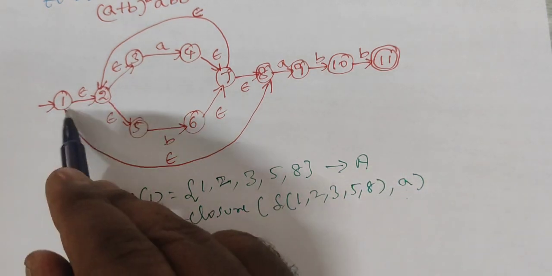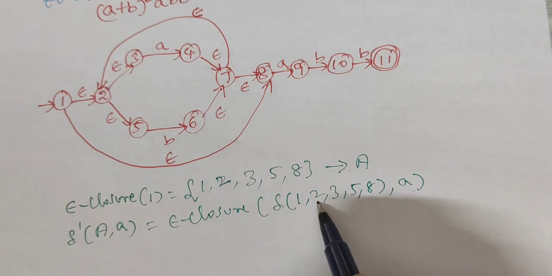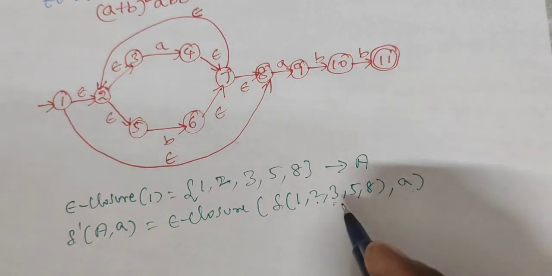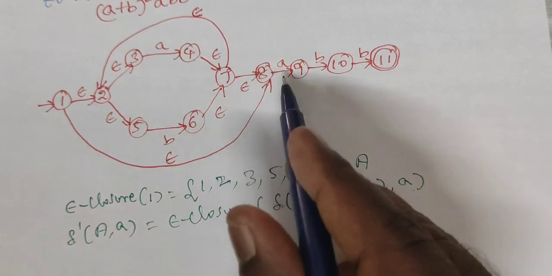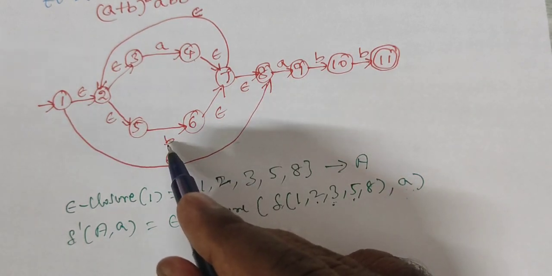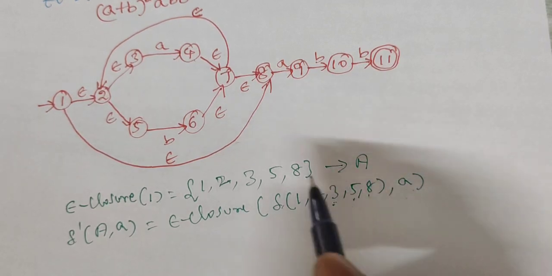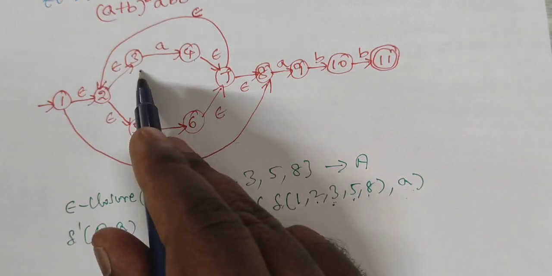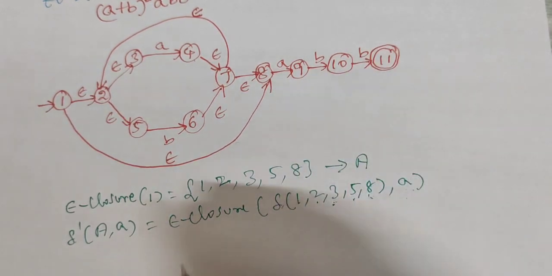Now what is the possibility where we can apply a? a cannot be applied in 1 because 1 does not have an input a. 2 does not have an input a either. But 3 has an input a, it goes to 4. Next is 5. 5 has an input b, but instead of a it has b. Now 8 has an input a, it goes to 9. So when we apply a on 3, it goes to 4, and when we apply a on 8, it goes to 9. So we will get two states.